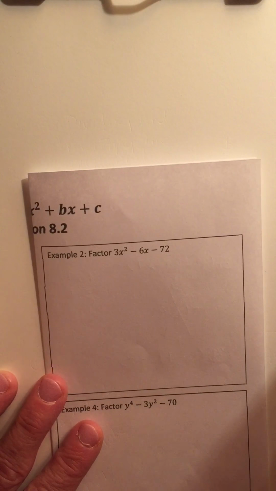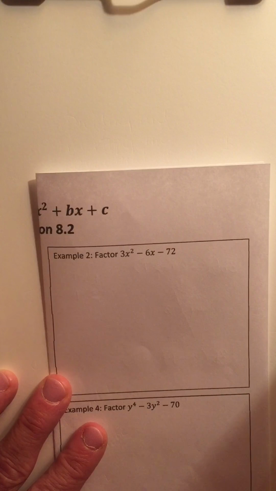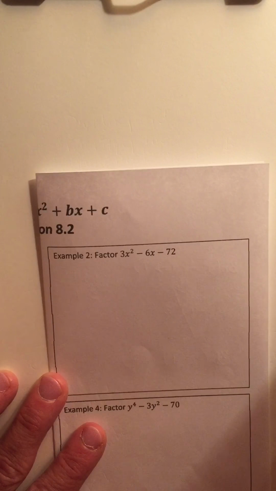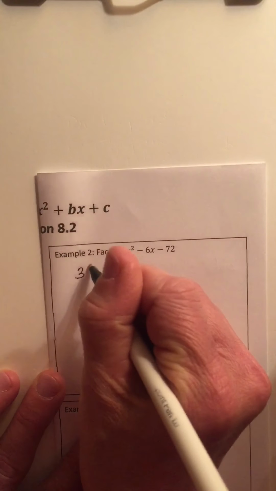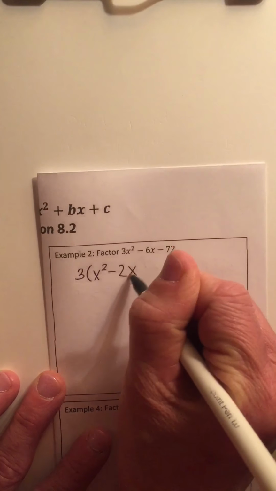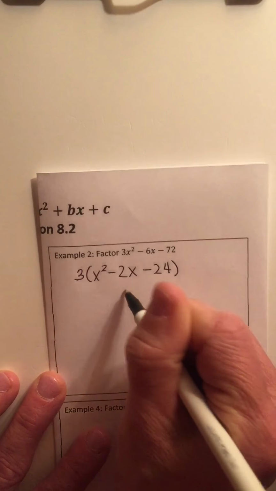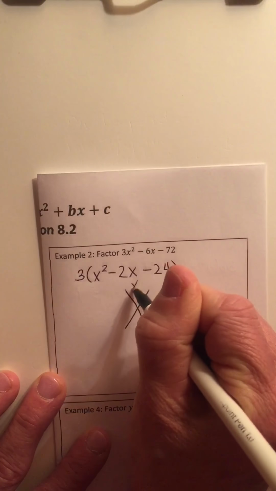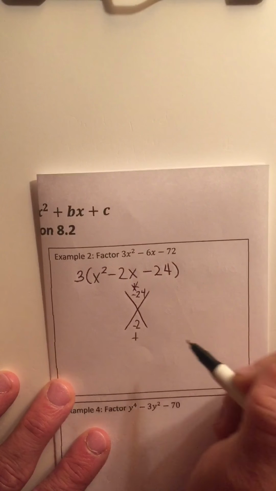Example 2. We're going to factor 3x squared minus 6x minus 72. The greatest common factor, in this case, we just have to look at the coefficients of 3, 6, and 72. And we can factor a 3 out. x squared minus 2x minus 24. What multiplies to negative 24 and adds to negative 2?